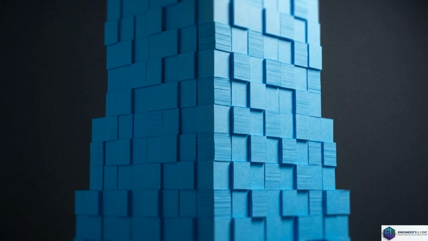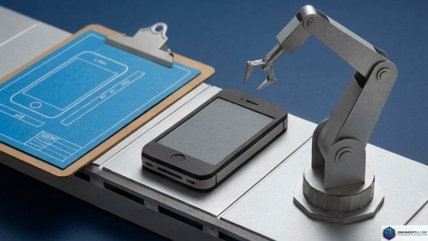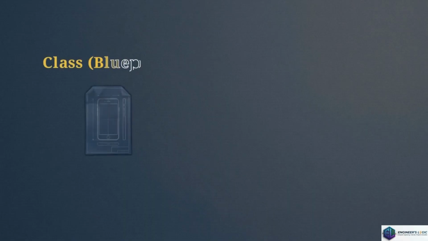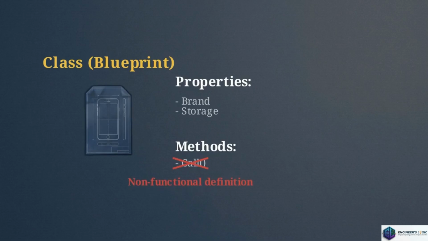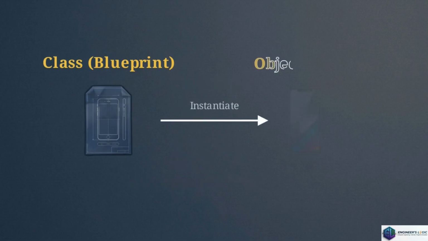To see how we actually build these independent pieces, let's look at how a factory manufactures a smartphone. Every phone starts as a blueprint, a class. It maps out properties like brand and storage, and actions like calling. But you can't make a call with paper. The class just defines rules. To make a call, we build a physical copy called an object.